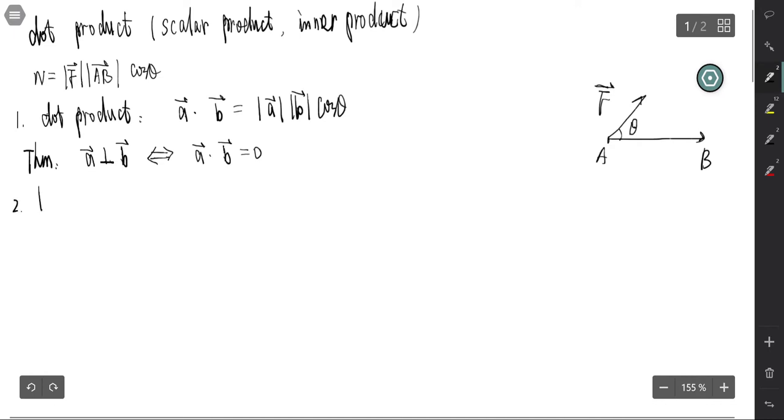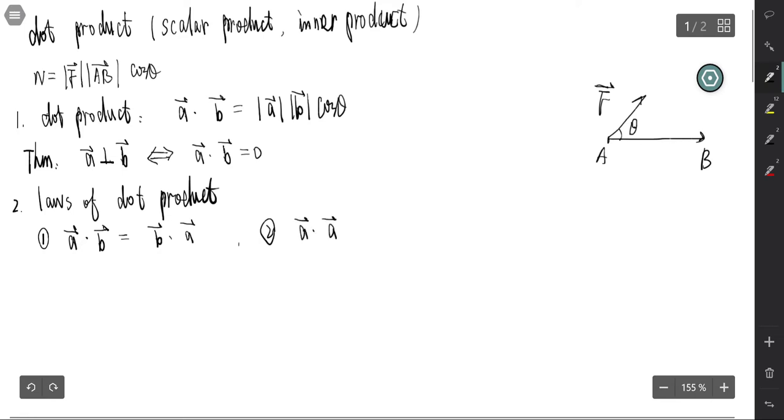And there are some laws of dot product. The first one is A dot B equals B dot A. The second, A dot A equals the square of the length, because cosine theta equals one.